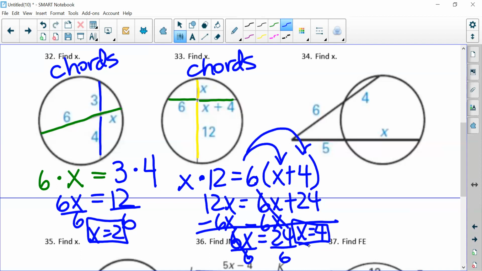Y'all remember, when you see two chords inside of a circle and they're asking you to find the length of one of the segments of the chord, remember, it's the segment of the chord times the segment of the chord equal to the other segment of the chord times the other segment of the chord, okay? That's based on your chords theorem that were in your notes from last week.